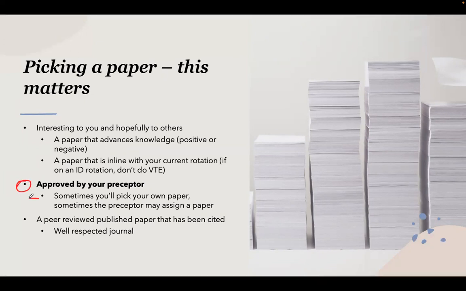Yes, sometimes you'll pick your own paper. Sometimes the preceptor may assign the paper to you. But if you think something will make a good journal club, make sure your preceptor approves it first. And the second thing is make sure your preceptor has a copy of it. But hopefully you get something that is interesting to you and makes you better. Again, I always say get something that makes you stronger.